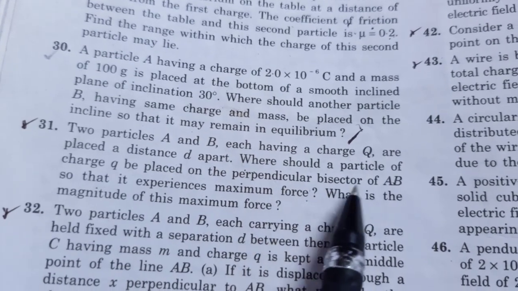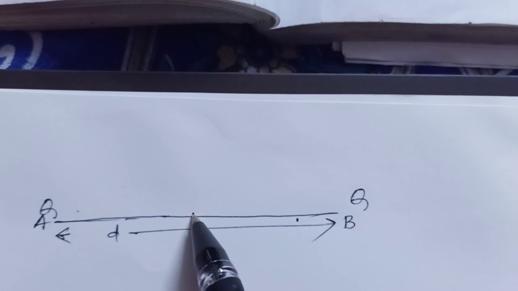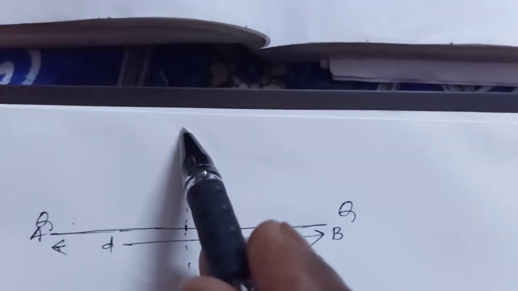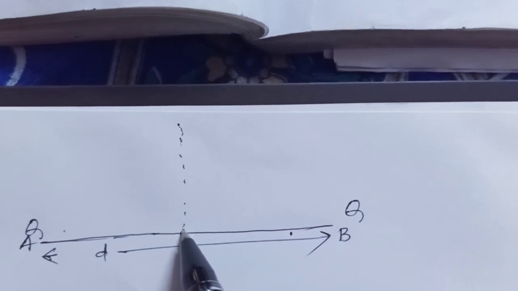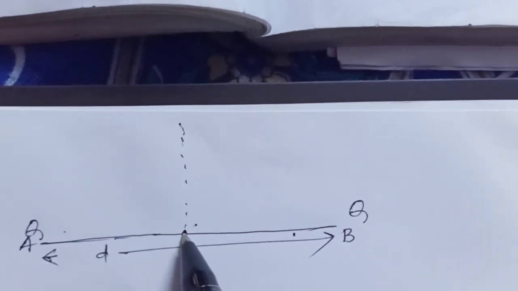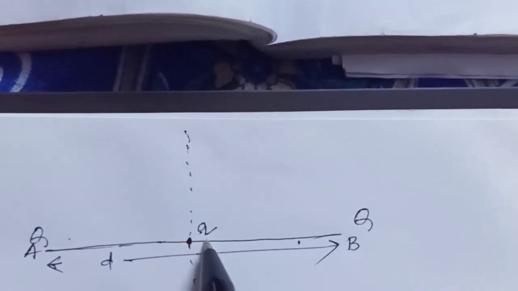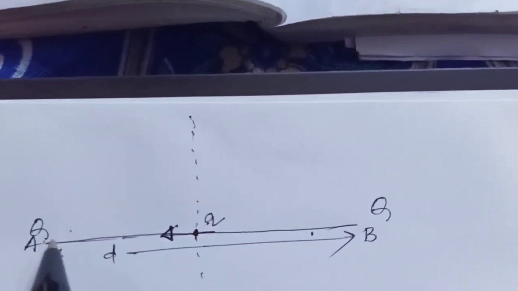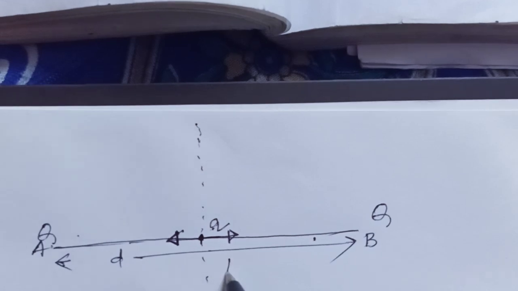Where should a particle of charge small q be placed on the perpendicular bisector of AB so that it experiences maximum force? What is the perpendicular bisector? If we cut this line into equal halves, then this line is called the perpendicular bisector. If we place the charged particle at that point, then this particle gives an electrostatic repulsion along this direction, and this particle also gives an electrostatic repulsion force, and the net force on the particle is zero, therefore force equal to zero.